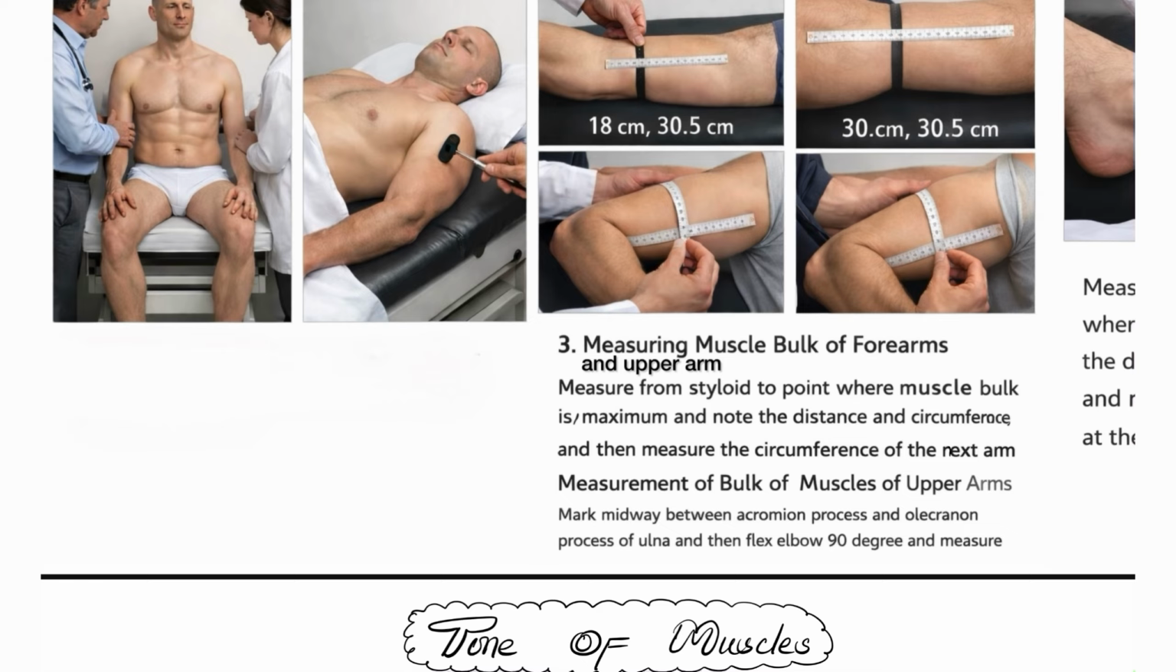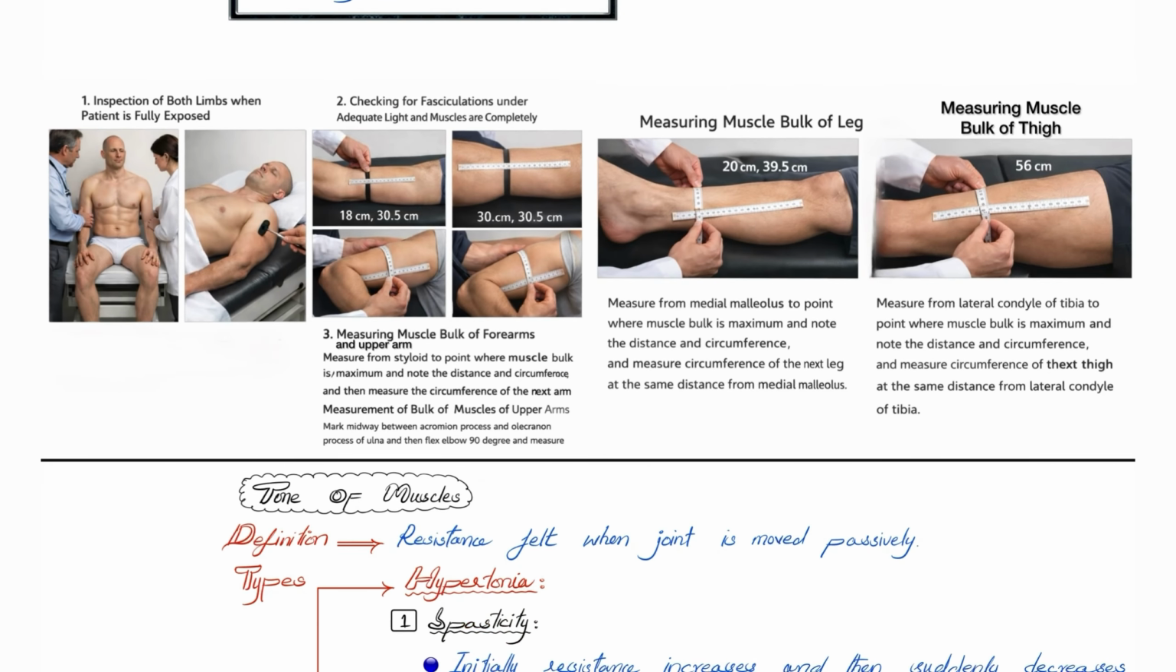And how to measure the bulk of muscles of upper arms? Mark the midway between acromion process and olecranon process of ulna, and then flex the arm 90 degrees and measure the circumference, and measure the circumference of the other limb exactly at the same distance from the olecranon process.